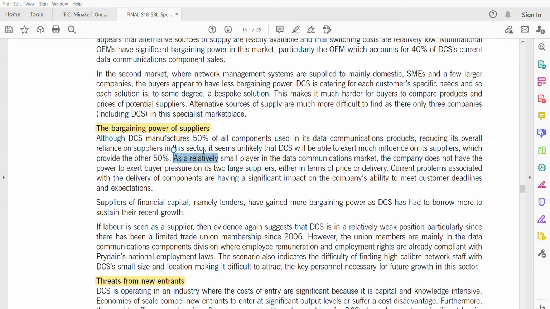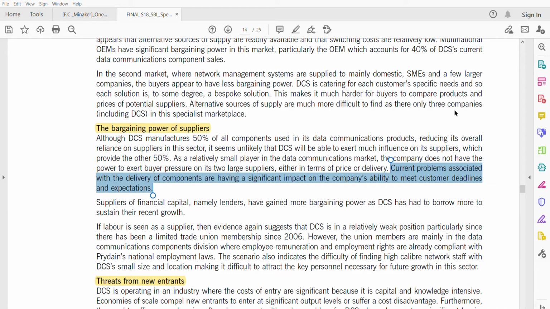So as a relatively small player in the data communication market, the company does not have the power to exert buyer pressure on its two large suppliers, either in terms of price or delivery. The company cannot exert pressure. So the current problems associated with the delivery of components are having a significant impact on the company's ability to meet customer deadlines and expectations. You can see that there are some problems.